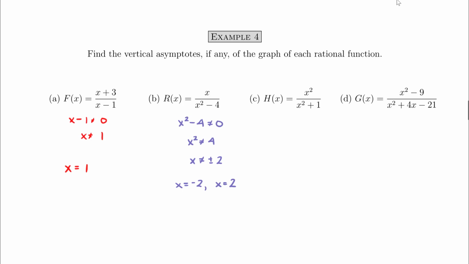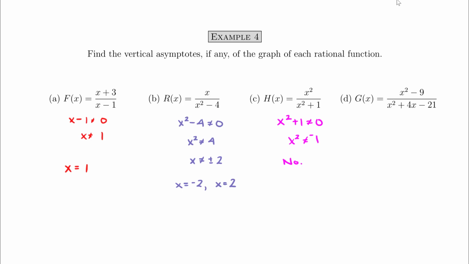For part C, x squared plus 1 not equal to 0. This is similar to one that we saw at the very beginning of these notes. We get that x squared can't be negative 1. Well, there are no values that we can square to generate negative 1. So this one has no vertical asymptote.